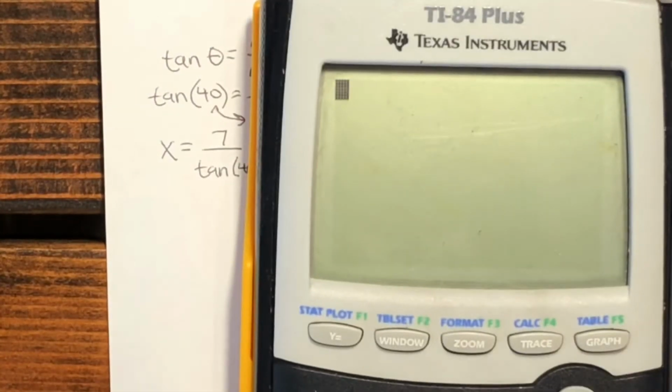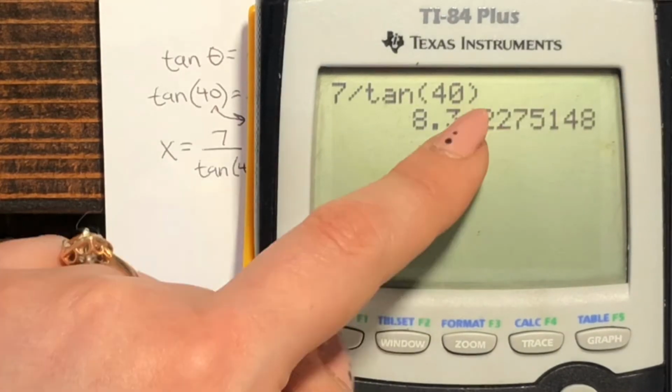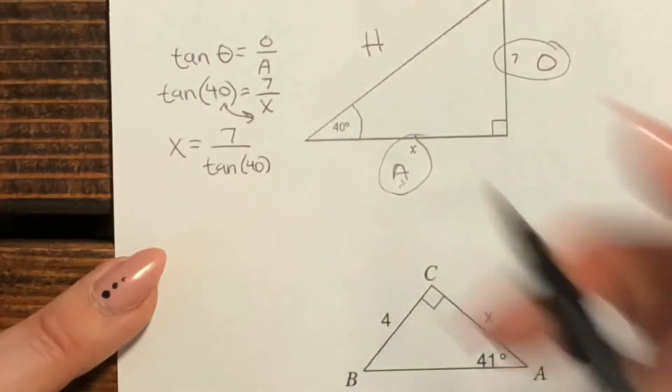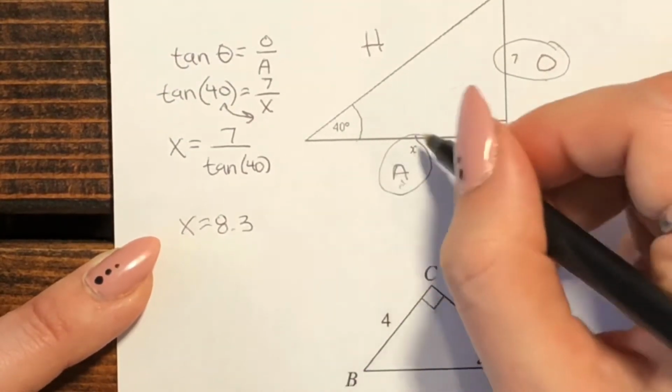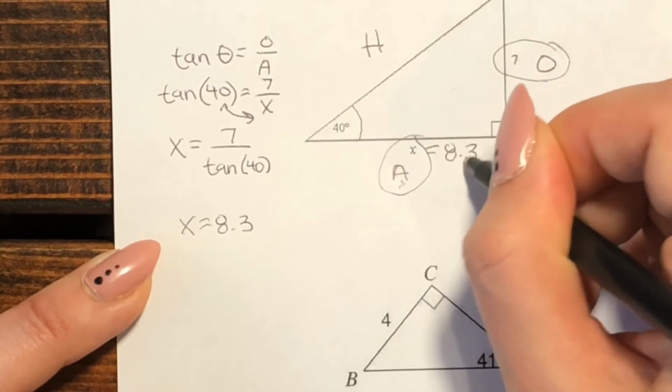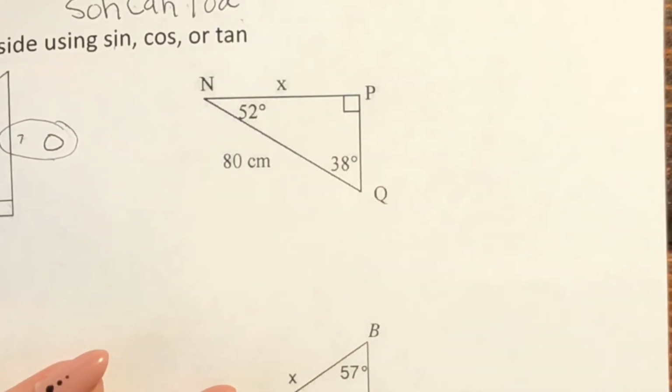So if I do 7 divided by tangent of 40, we get back, we'll just say 8.3 if we round to the tenths place. So x equals 8.3. So again, that's just finding the side length. We're saying this side of the triangle is 8.3 long. Okay, let's try another one.